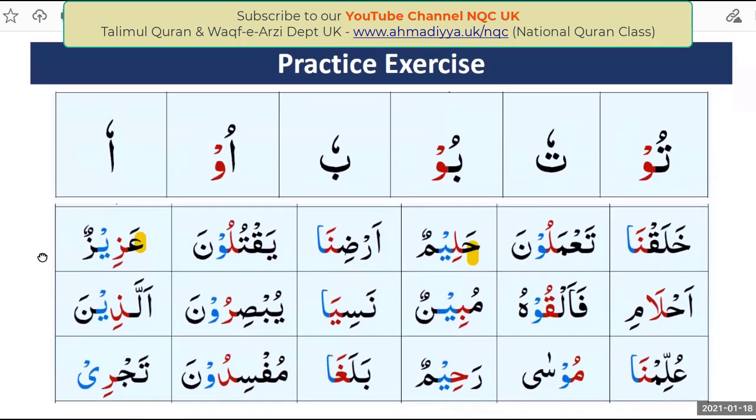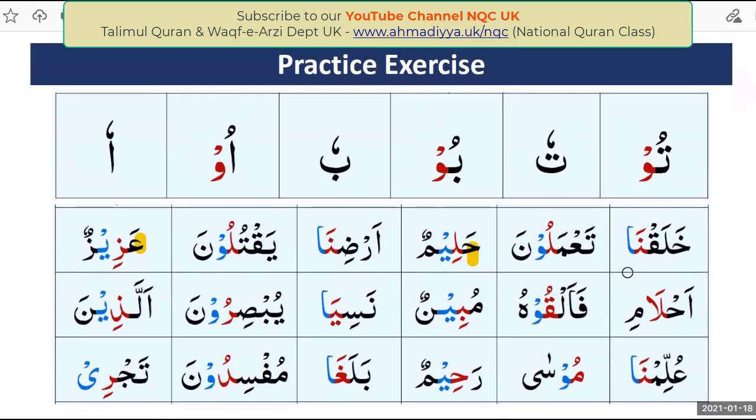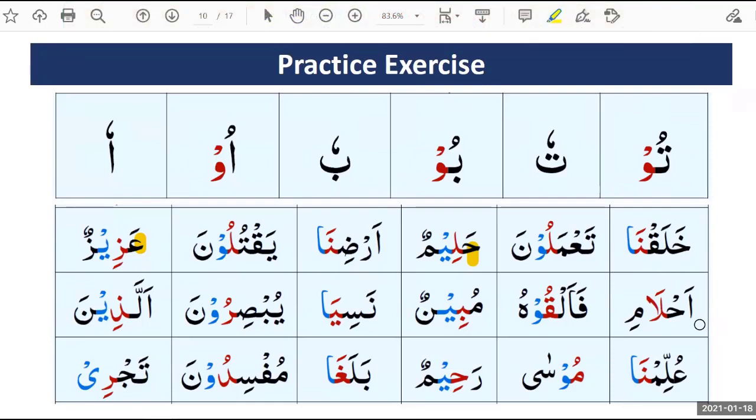And the next student is G4421. G4421. Assalamu alaikum. Walaikum salam. Okay, let's start with Tawuz.